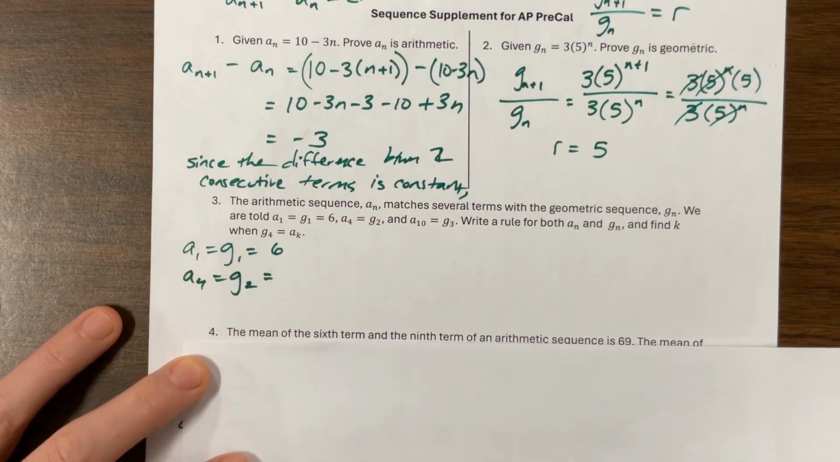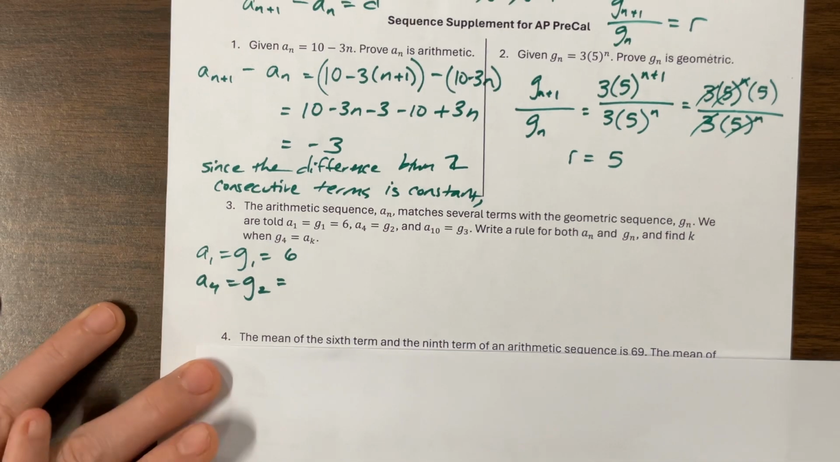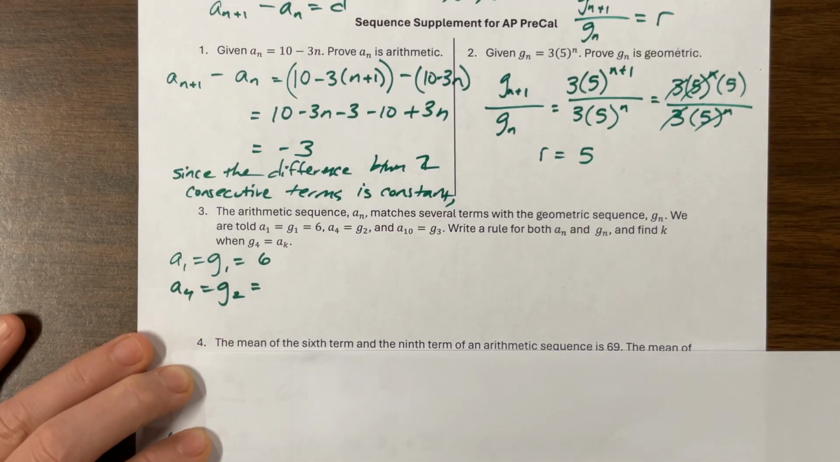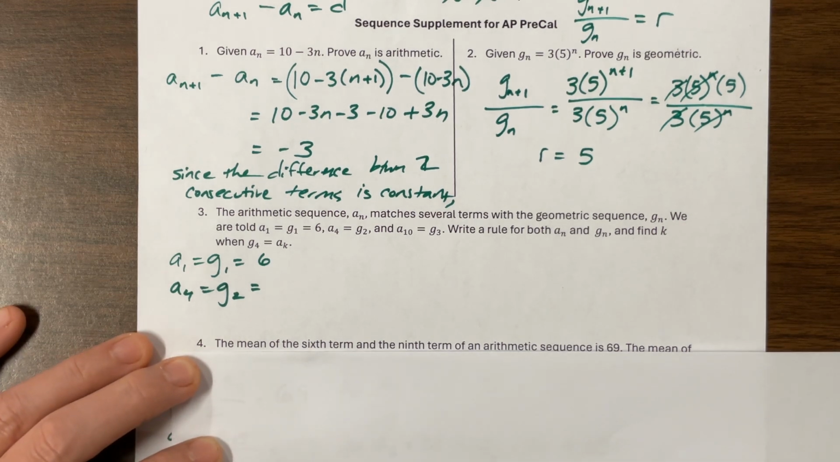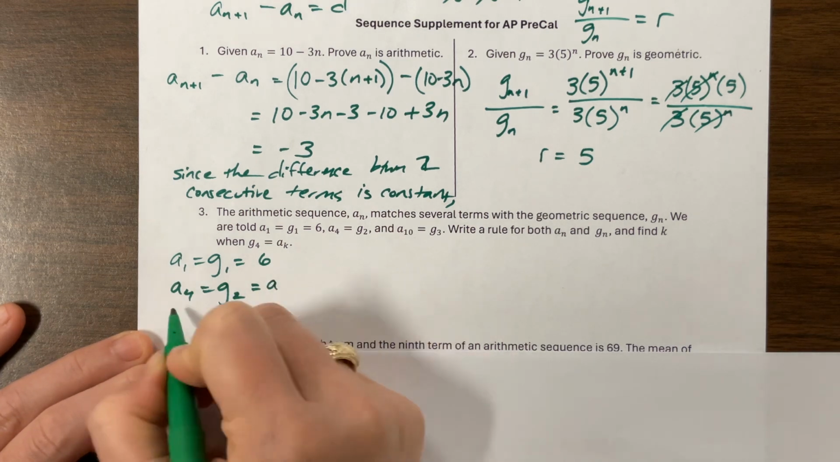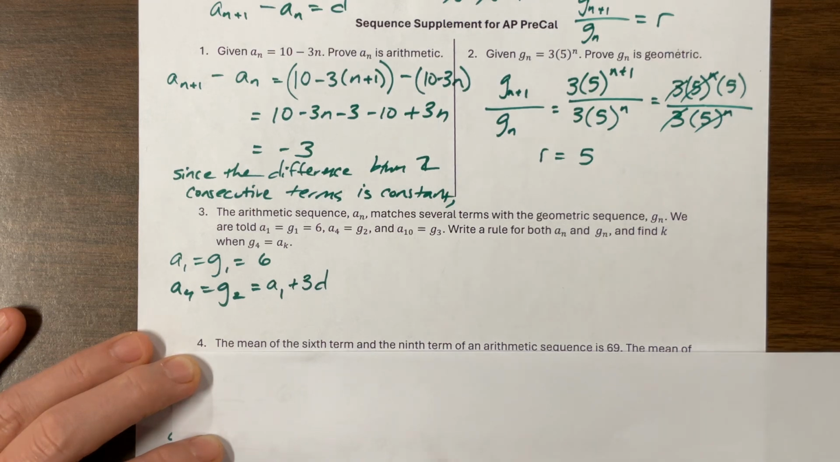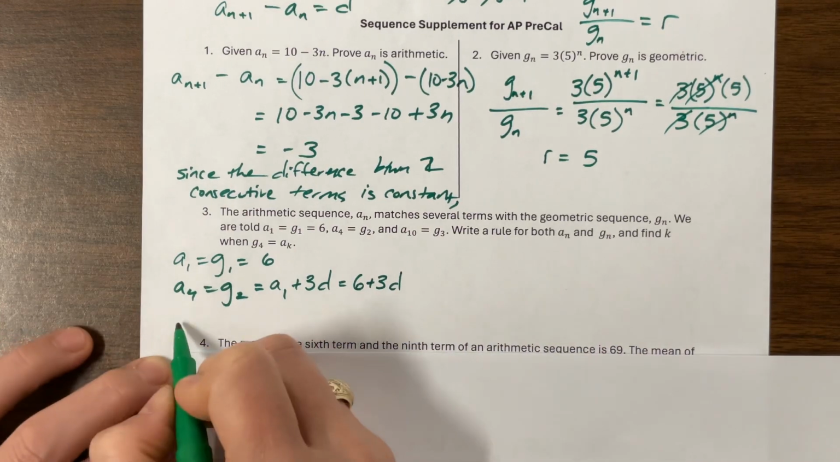Now keep in mind, I can either write G sub 2 in terms of G sub 1, or I can write A sub 4 in terms of A sub 1, and I think that you should try both. So pause the video here, see what you can do. But I know that A sub 4 would be equal to A sub 1 plus 3 times the common difference, which, since A sub 1 is 6, would be 6 plus 3D.